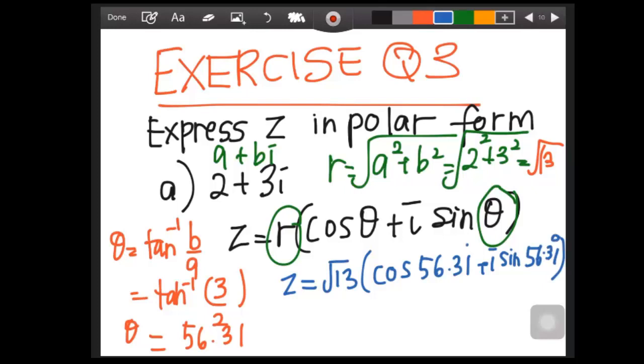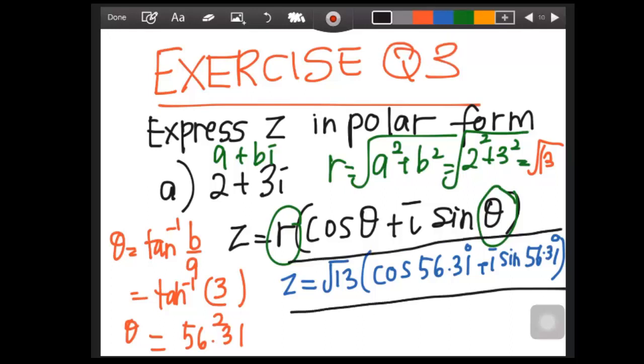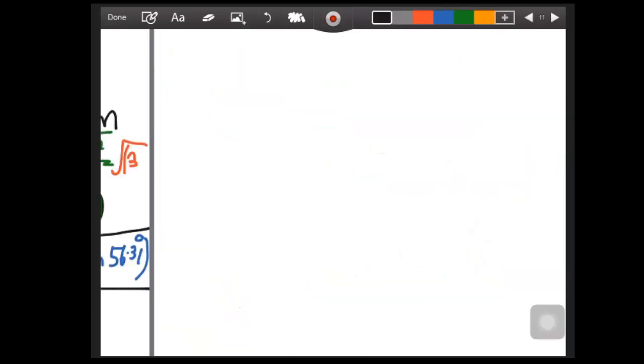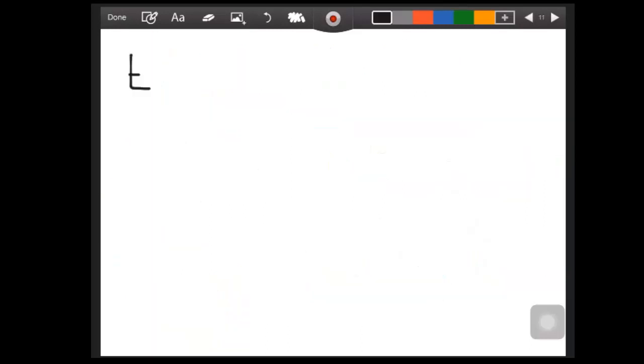Okay. Ampunkanlah ya, tulisan saya dalam tablet ni dia sengit sikit lah. Tapi korang nampak kan cara nak buat dia. Okay. So kita tengok soalan yang lain tu pun samalah. So you boleh proceed dengan yang lain. Okay. Kita tengok question 4 pula. Okay. Exercise question 4.